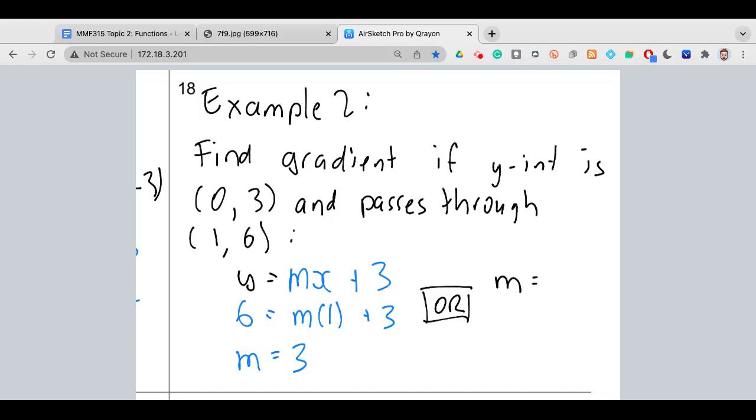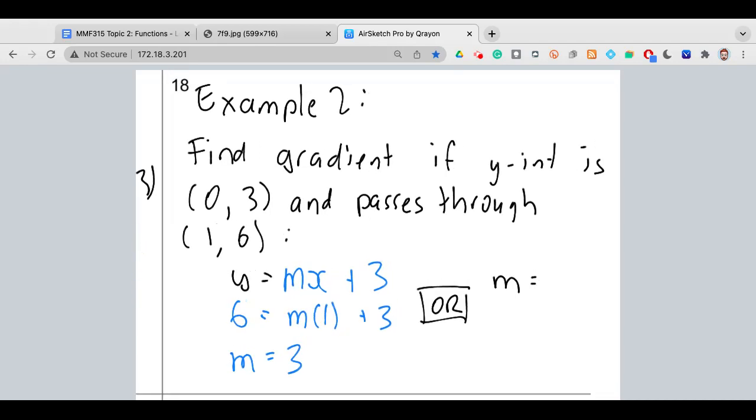Yeah? Or, and I haven't left myself a lot of room here to do this, or you could just use the gradient formula. So basically, part of your toolkit selection is to go which way is going to be faster. You could go 6 minus 3 over 1 minus 0, which is equal to 3. So either way. Okay, one more example then.